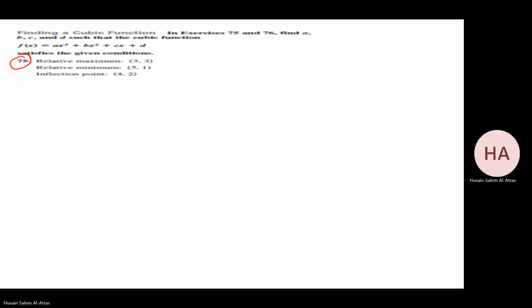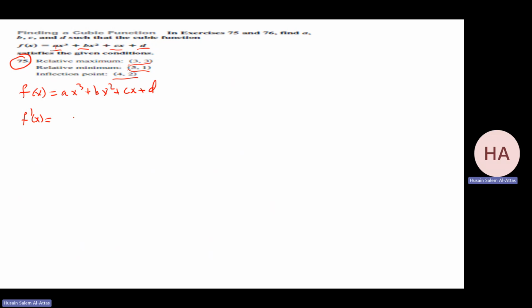Okay, find the cubic functions. He has two. He gave us a, b, c, d. He wants us to find those, and he gave us some information: a relative maximum this, relative minimum this, inflection point this. Okay, so this is f of x. Since there's a relative maximum, I need to find f prime. Let me do these things first.